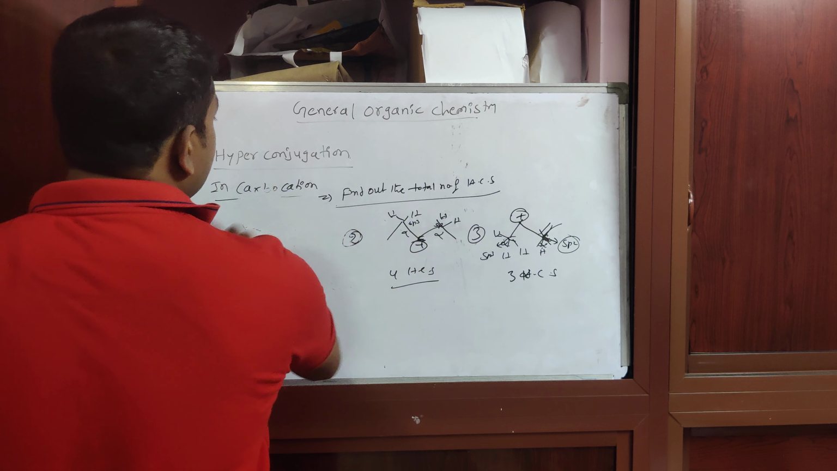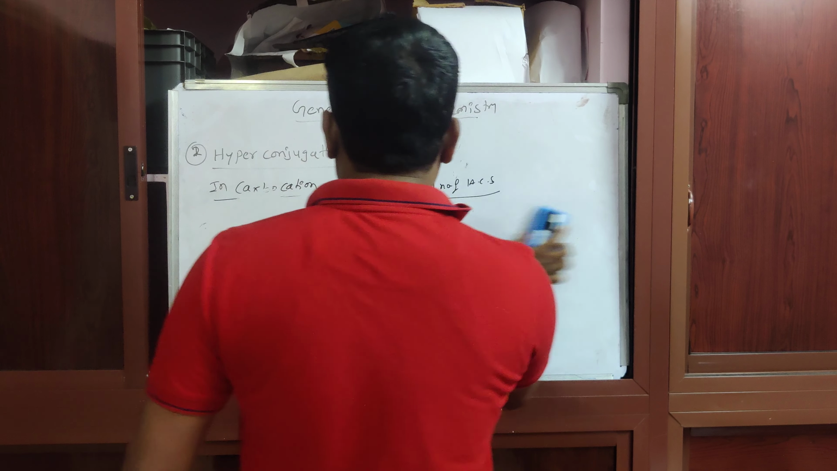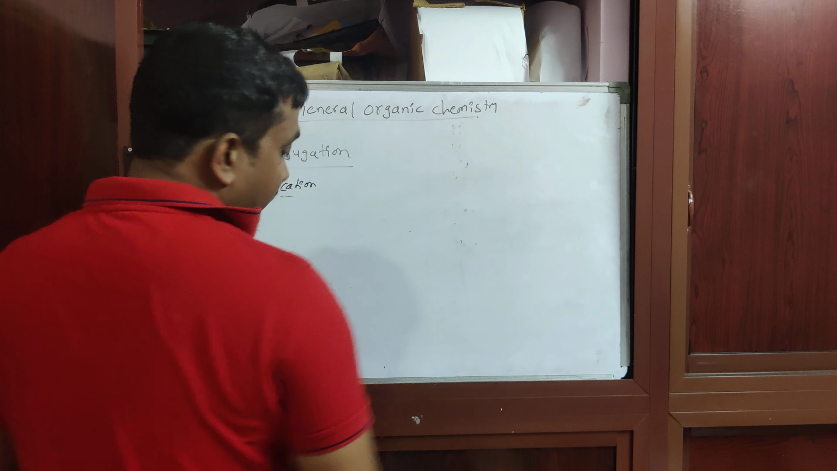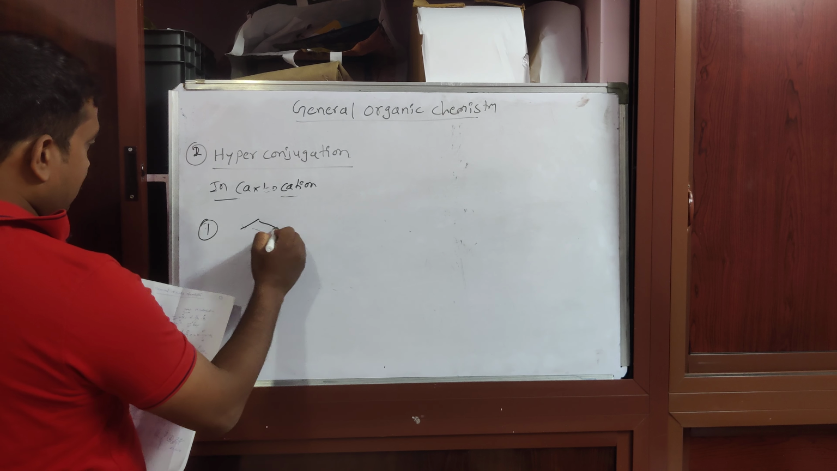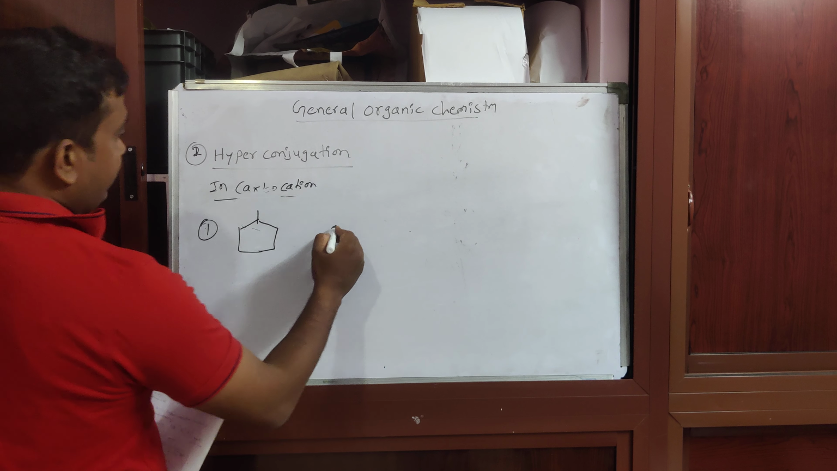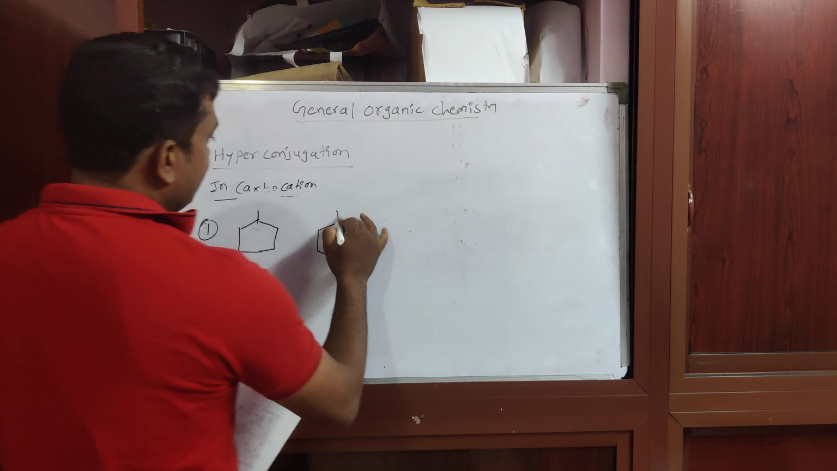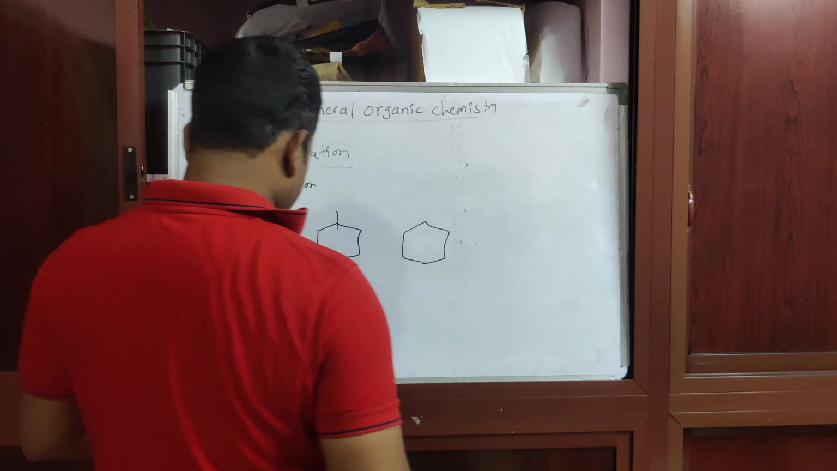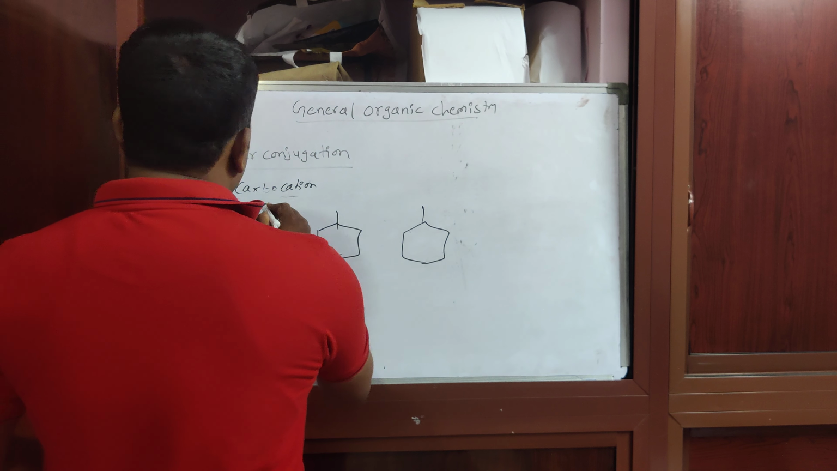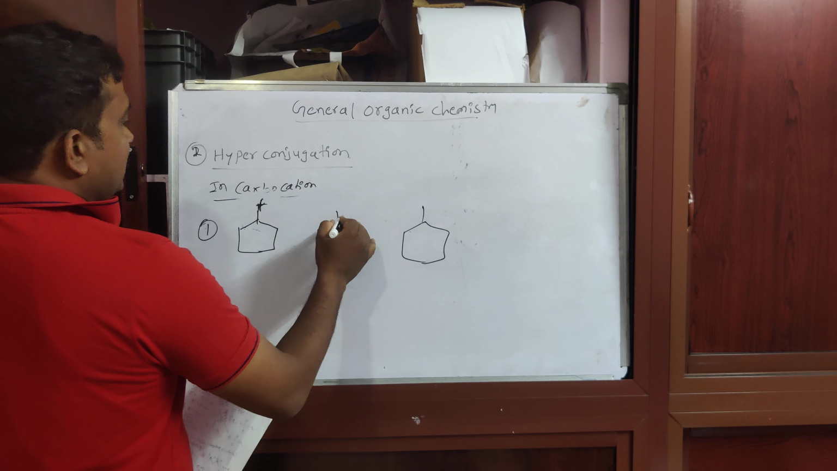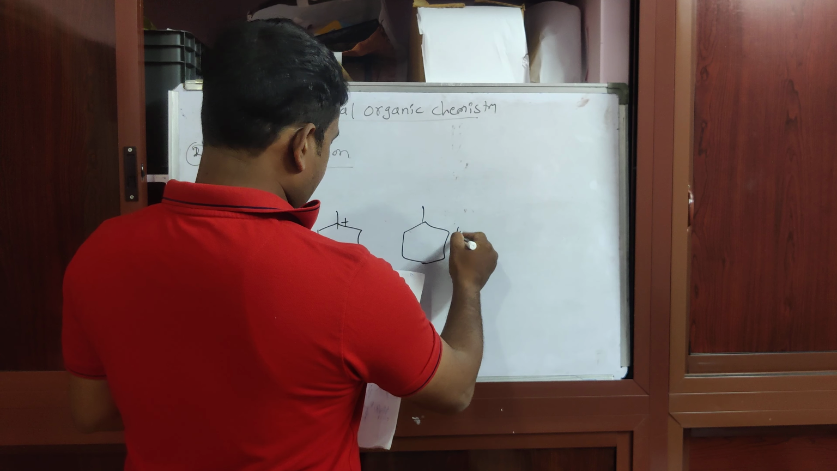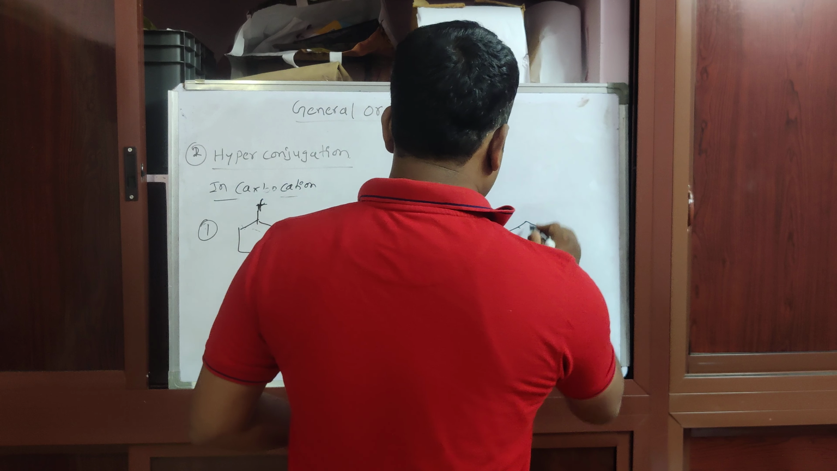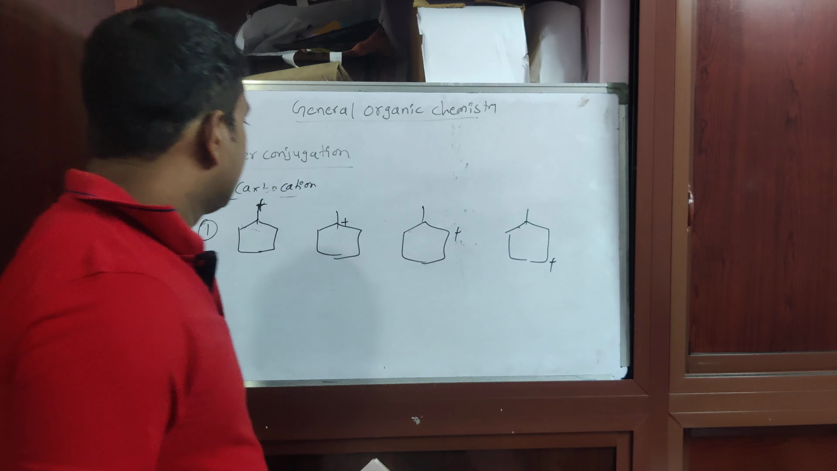For example, if you take another molecule, take this carbon, take this one. In this case, you have to find the number of hyperconjugation structures.